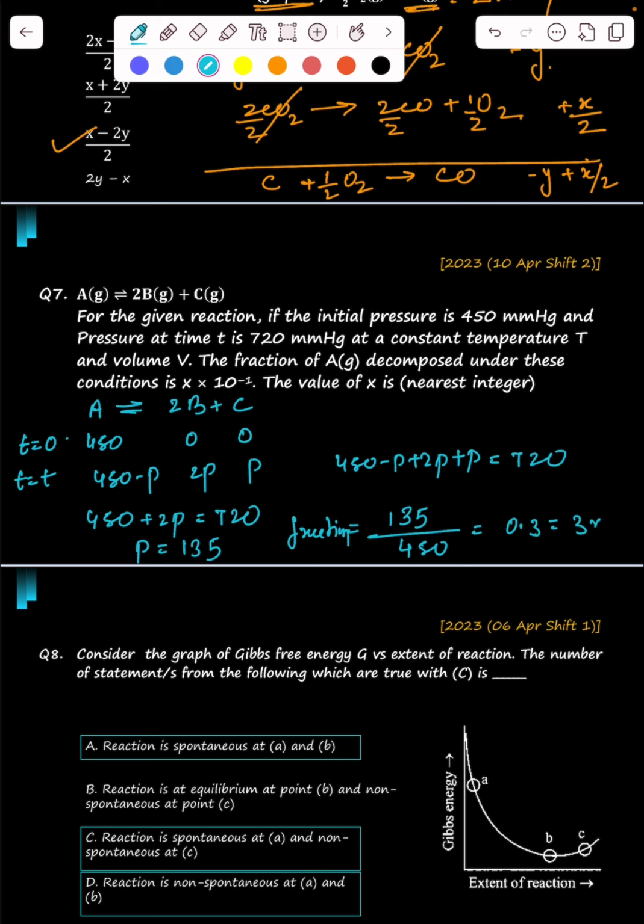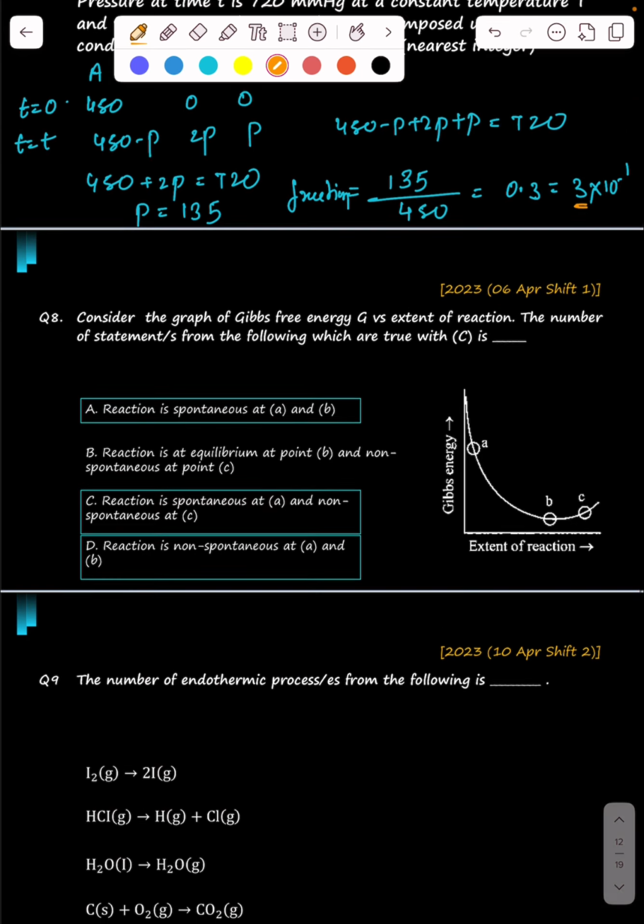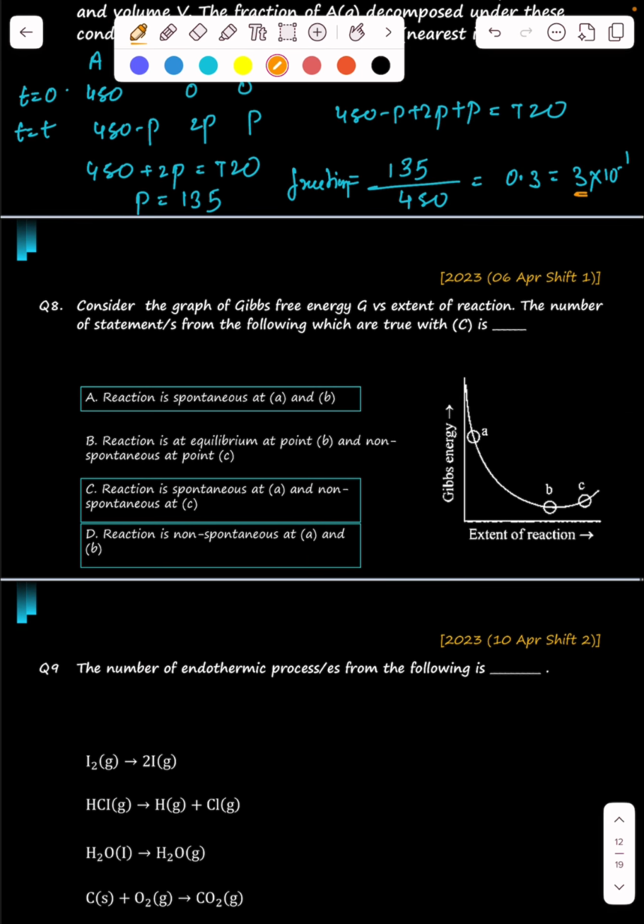So that is 3 into 10 to power minus 1 and they have asked the question in x into 10 to power minus 1, तो x की वैल्यू कितनी होगी, 3 है। That should be the answer. तो ये थर्मोडायनामिक्स का तो नहीं है, but इक्विलिब्रियम को कनेक्ट कर दिया। Let's go with the next question, that is they have given graph to us. So what do you think, how to solve this question? Analyze first, then I'll tell how to do.